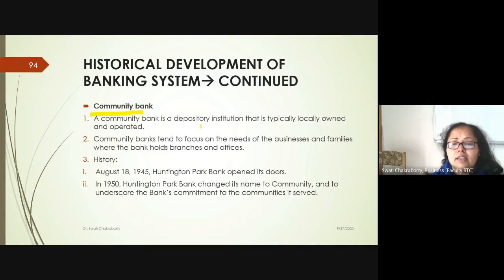Community bank, it's a depository institution that is totally owned locally. It's locally owned and operated, right? That's why it's called community, within that area. It looks after the needs of the businesses and families where the bank holds branches and offices. It first came up in 1945, with Hunton Park Bank, which later changed its name to Community to underscore the bank's commitment to the communities it served.